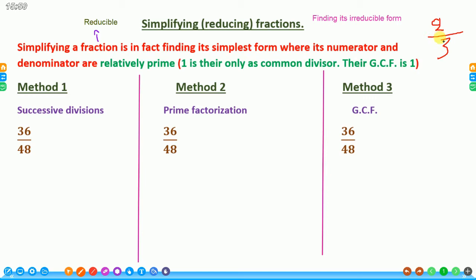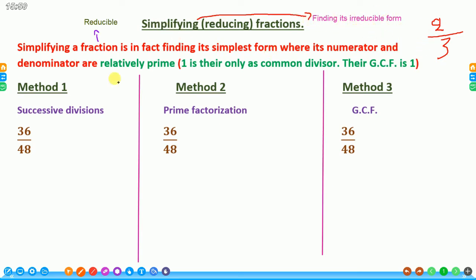The numerator 2 and denominator 3 are relatively prime. Their G.C.F is 1, their only common divisor is 1. That's why this fraction cannot be simplified or reduced. We call it an irreducible fraction. So simplifying a fraction is in fact finding its irreducible form.